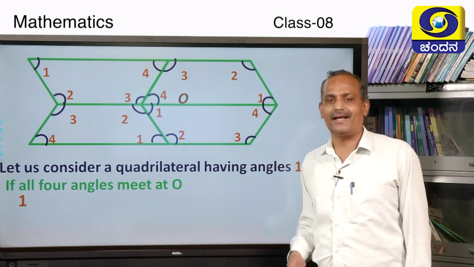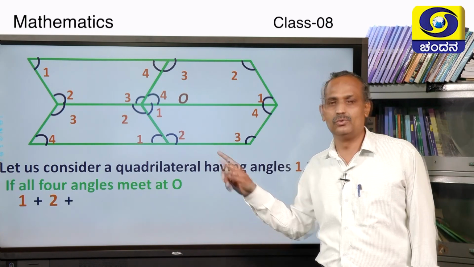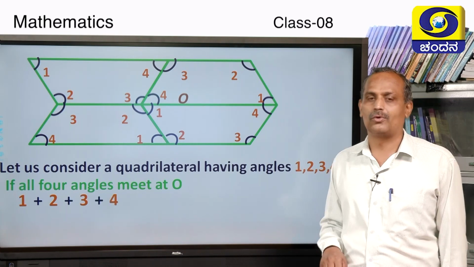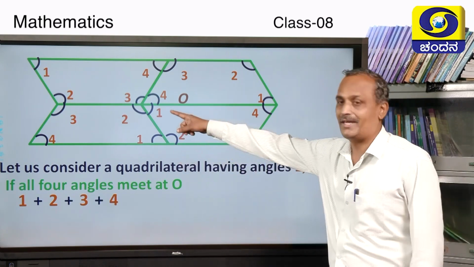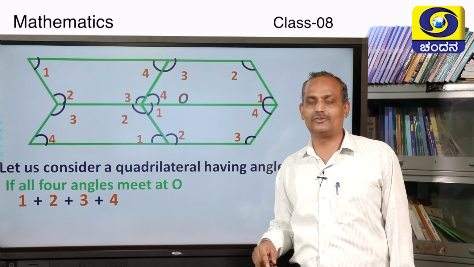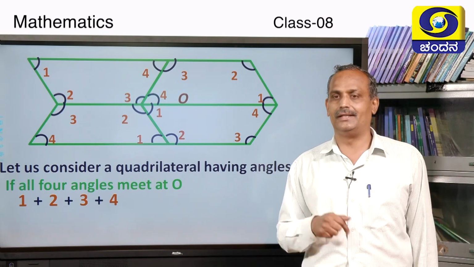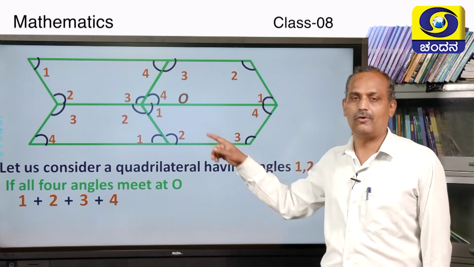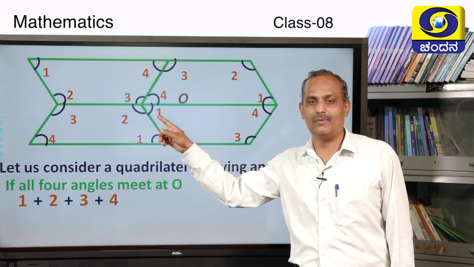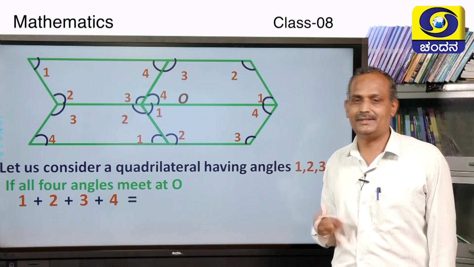If 4 angles meet at O, what happens? 1 plus 2 plus 3 plus 4, what will it be? At O, you can easily find. At O, it is a whole angle. What is the measurement of a whole angle? A whole angle measures 360 degrees. Therefore, the sum of all 4 angles at O, 1 plus 2 plus 3 plus 4, is equal to 360 degrees.